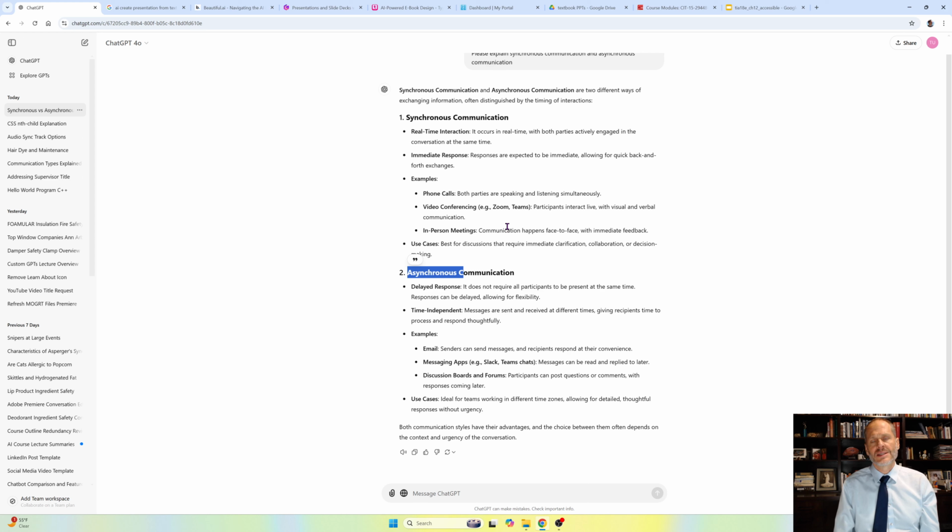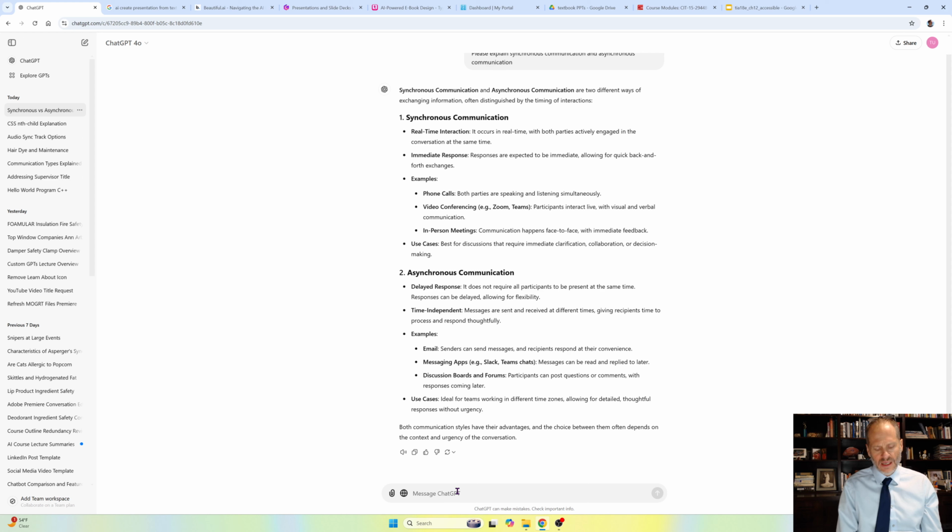Email is asynchronous. You send the email, it might be a minute, it might be an hour, it might be a day, it might be a week until somebody gets back to you. Asynchronous, right? There's also synchronous and asynchronous class meetings. A synchronous class meeting is where you're all meeting at the same time. An asynchronous class is like this, where you go and consume the content at whatever time you want to consume it, and I've created it at some previous time. So that's synchronous and asynchronous.